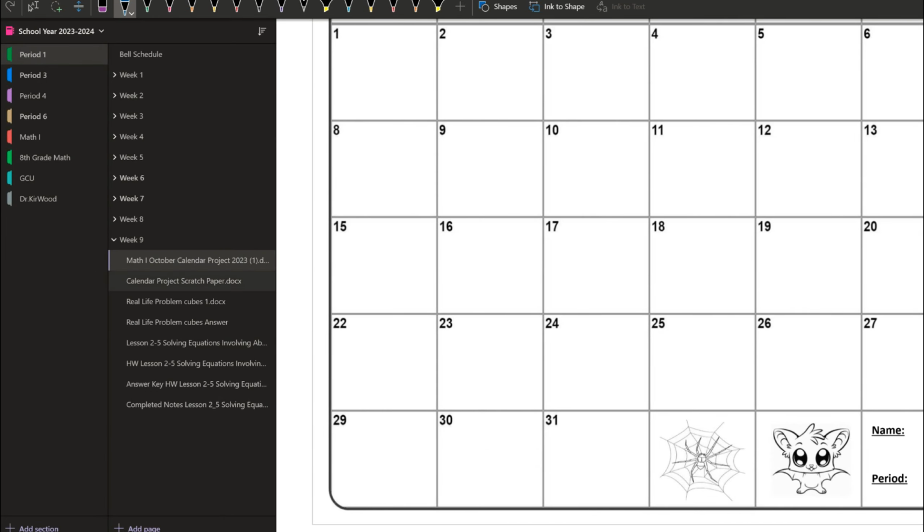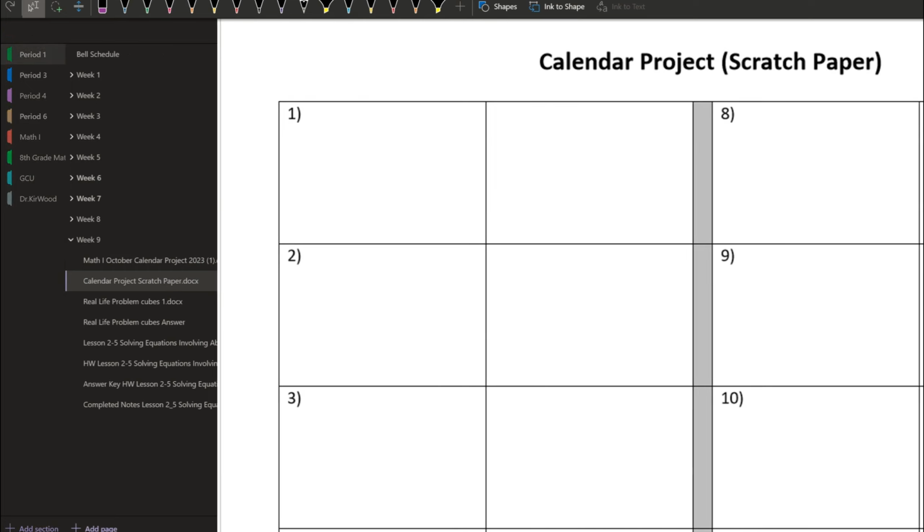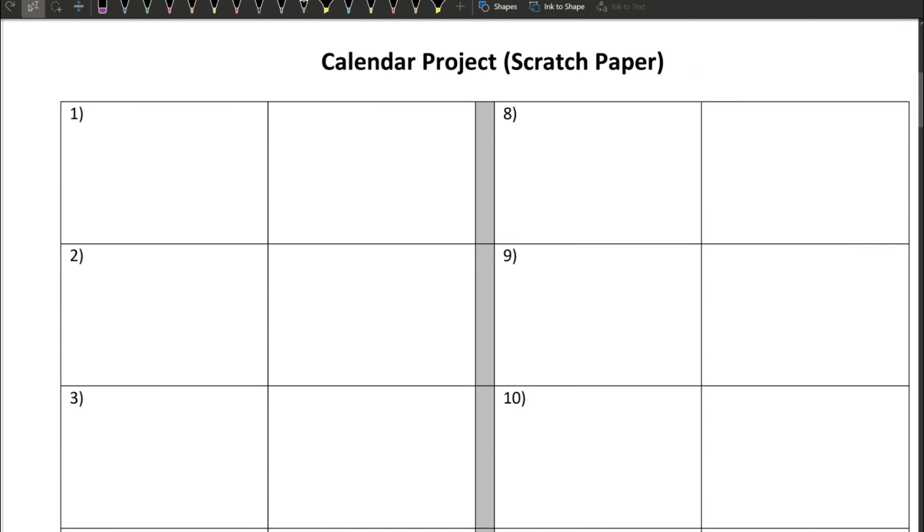All right, now we're going to go to the scratch paper. You should have a scratch paper that looks like this. So here's how we create the equation. Here's the procedure. First, you're going to draw a box. We're going to do a one-step equation. In this box, you're going to put your date. So day 1, I put 1 in the box.